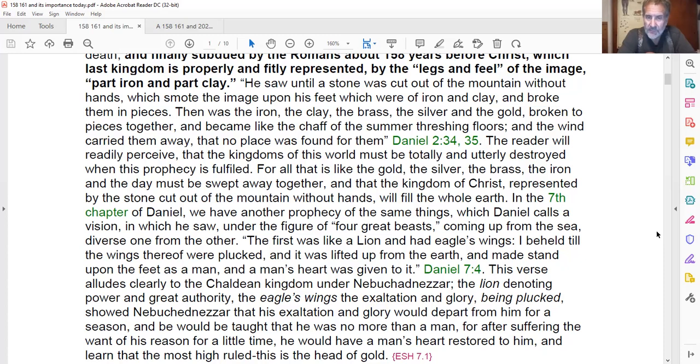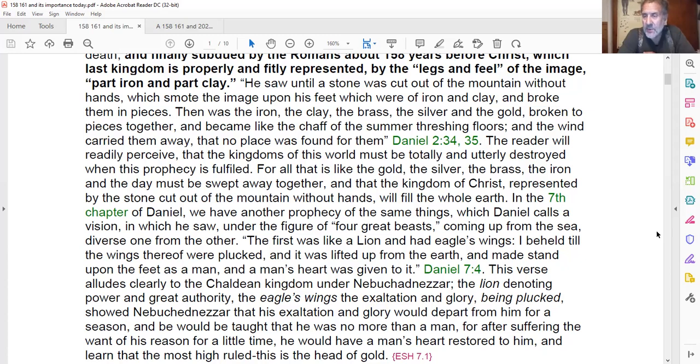Because the stone smiting the image is the judgment, and that began October 22nd, 1844. But I don't know which is the right way. I lean that way, as I said, but definitely it is about the destruction of the worldly kingdoms at the end. That's the ultimate goal of it. So as Miller continued, for all that is like the gold, the silver, the brass, the iron, and the clay must be swept away together.